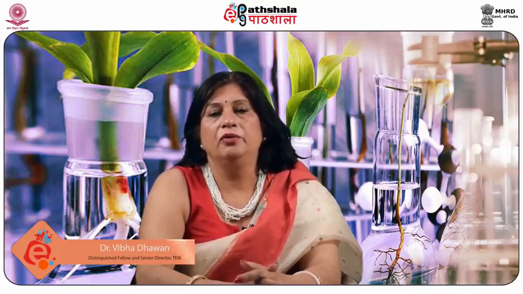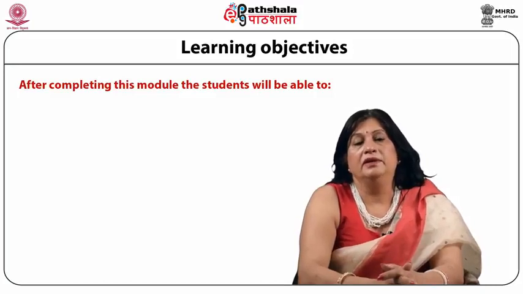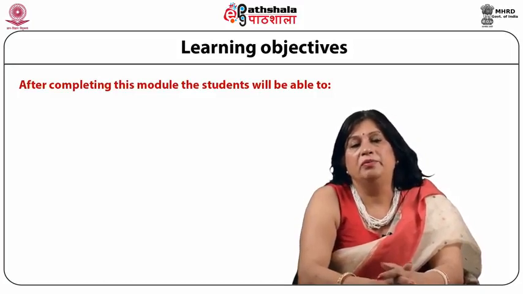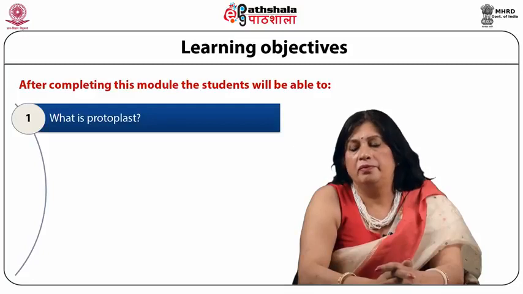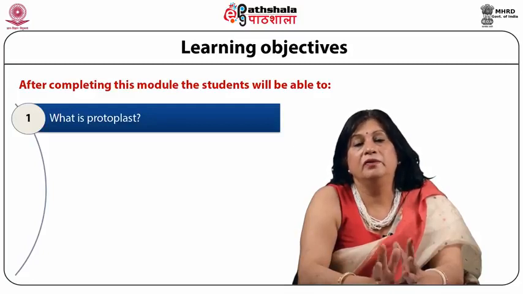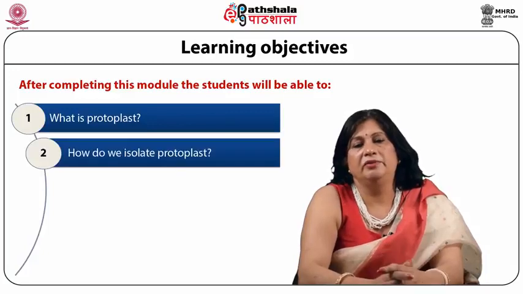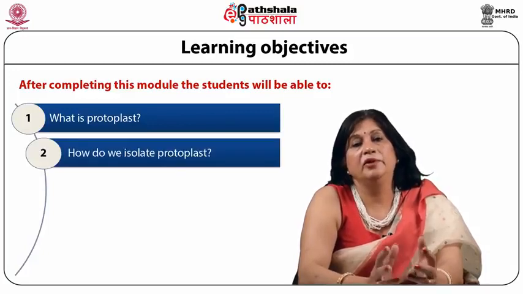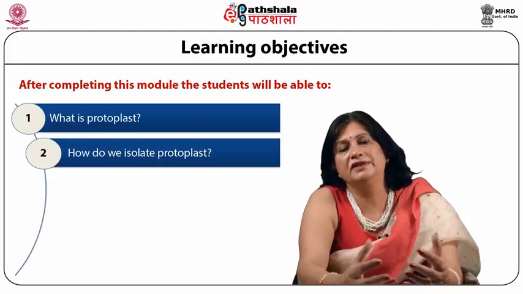Today we are going to talk on module Somatic Hybridization under the paper Plant Biotechnology and Crop Improvement. Now in this paper we are going to learn about protoplast, which are naked cells without cell wall. How do we isolate protoplast? And then thereafter, how do we fuse them?